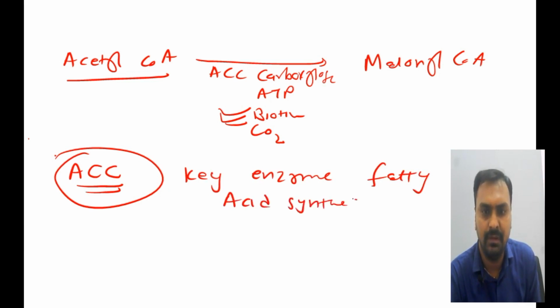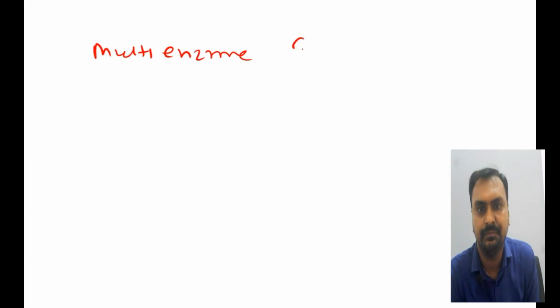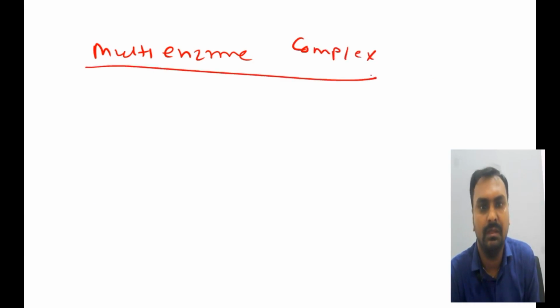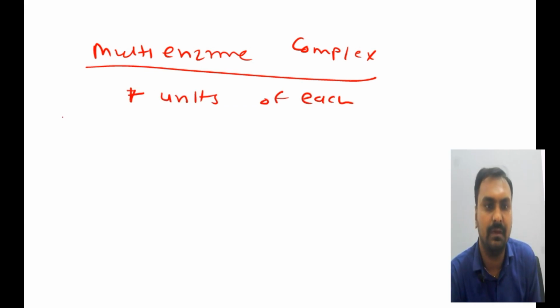Like we have seen in glycolysis, PFK is the main enzyme. In beta oxidation, there is the CAT-1 enzyme, the carnitine shuttle transport, as the main enzyme. Same way, in fatty acid synthesis, acetyl CoA carboxylase is the key enzyme. Now, the enzyme for fatty acid synthesis is a multi-enzyme complex. It is made up of 7 units of each monomer, and the functional unit is a dimer.